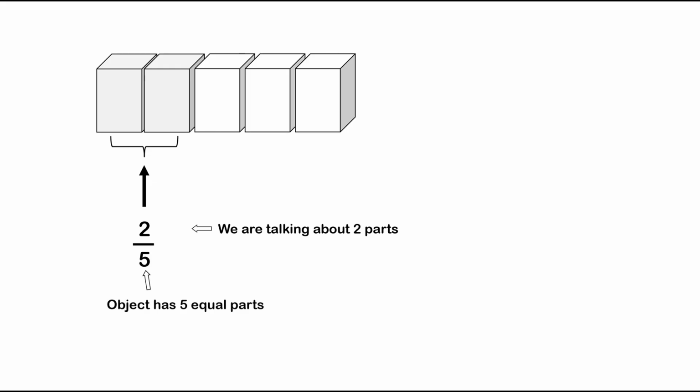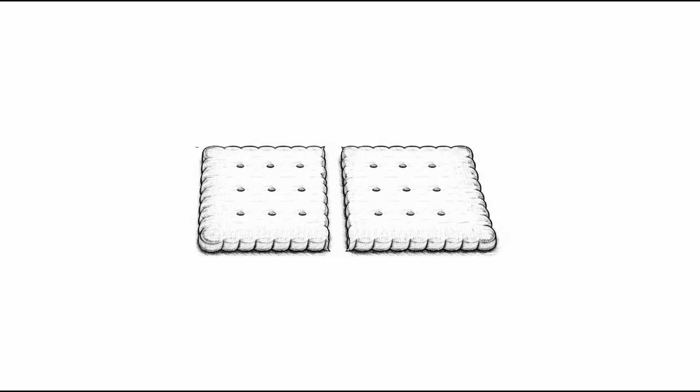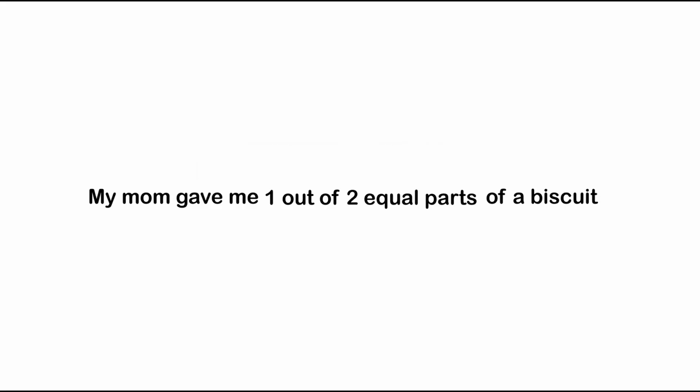Now look at this biscuit. Imagine your mom breaks it into 2 equal pieces and gives you one of them. So you can say that my mom gave me 1 out of 2 equal parts of a biscuit. Here the phrase 1 out of 2 equal parts takes too much time and space to write. So we will replace it by its mathematical notation, which is 1 upon 2.